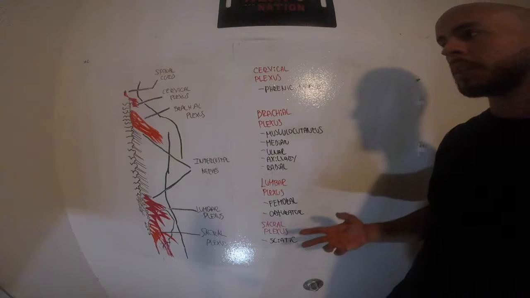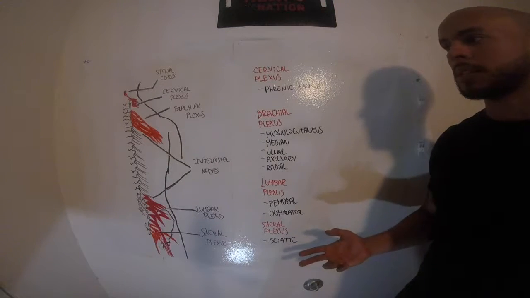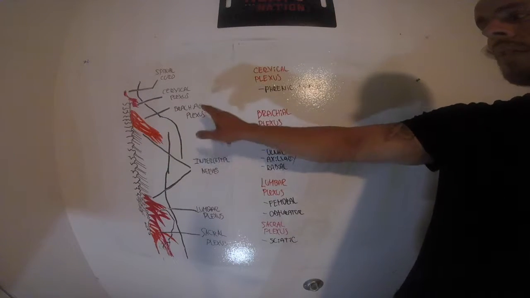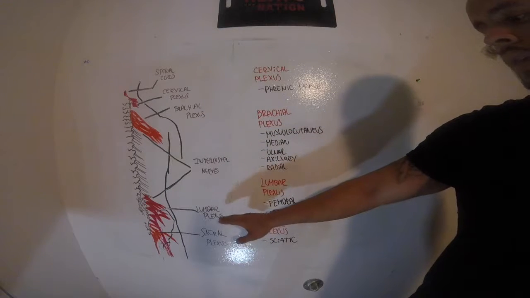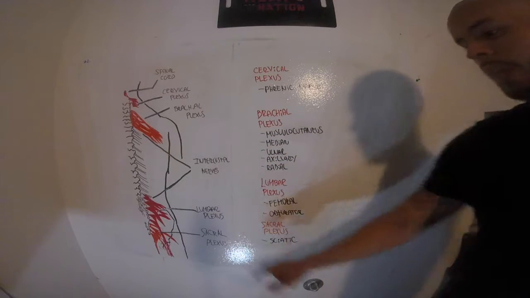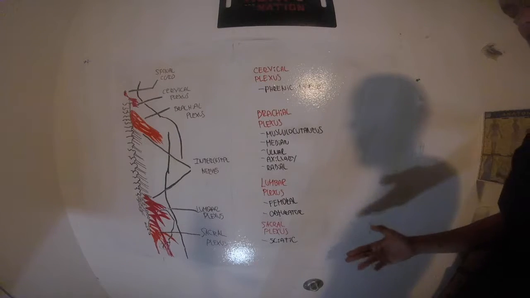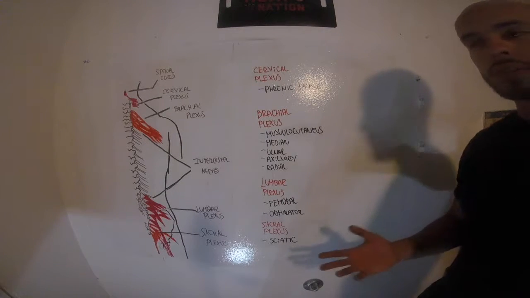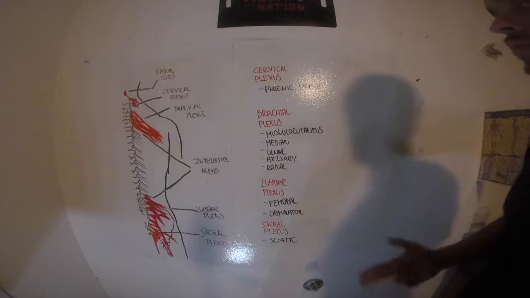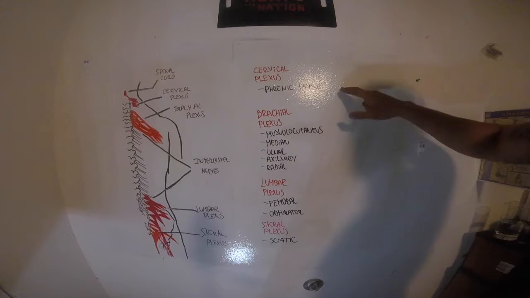So the four major plexuses of the spinal cord that we're going to be discussing today are the cervical plexus, the brachial plexus, the lumbar plexus, and the sacral plexus. Starting with the cervical plexus, we're going to talk about the main and most important nerves out of each one of these plexuses in the body. So starting with the cervical plexus, we're going to go with the phrenic nerve.